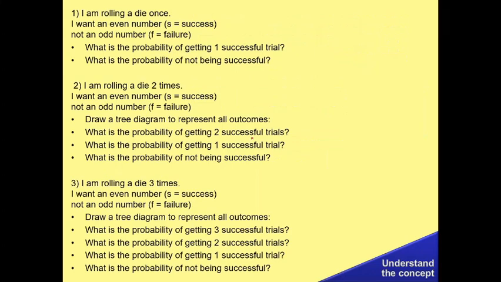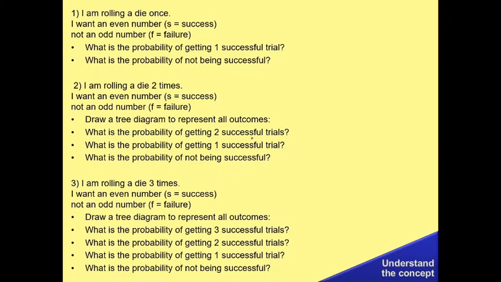Right, something's a little bit different. You've got questions here. If I'm rolling one die, what's the probability of getting one successful trial? What's the probability of not being successful? So again, no successful trials. Now, when you try all three of these questions, the second one and the third one, you probably want to represent it as a tree diagram. Go. This really helps you understand the topic as well. Pause the video.